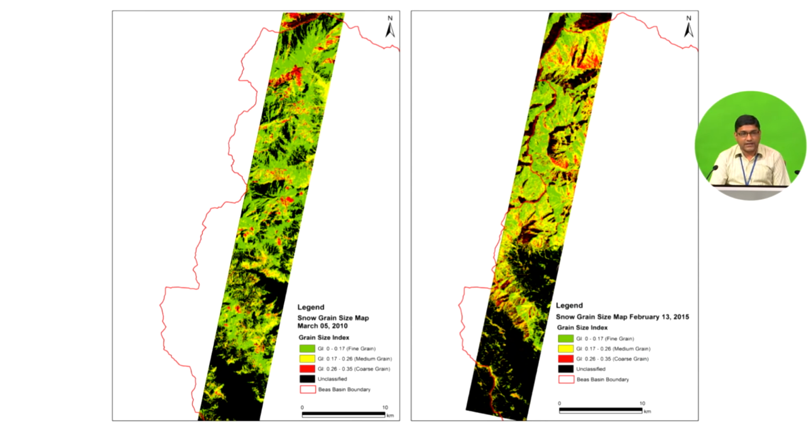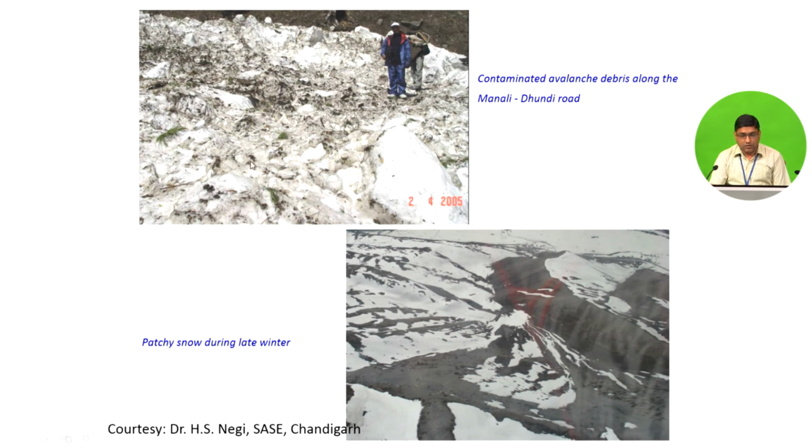Snow grain size is very important. With the help of snow grain size we can identify whether it is fresh snow or old snow, and we can get some idea about how much water it can store. That means the snow water equivalent.